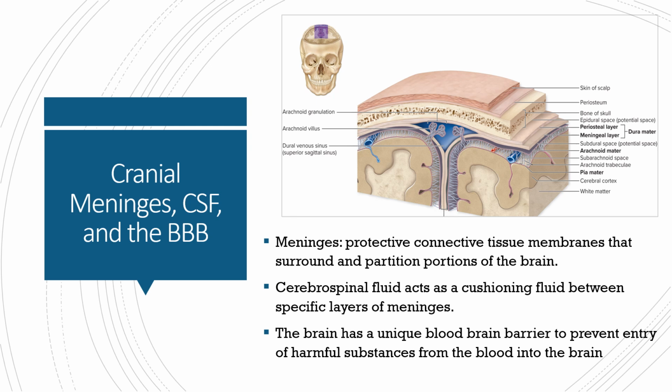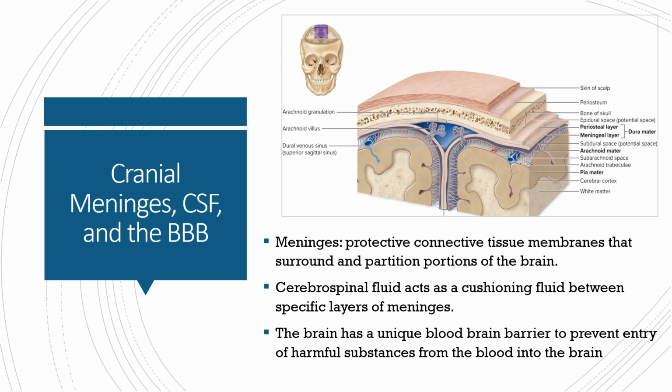Meninges are protective connective tissue membranes surrounding and partitioning portions of the brain. It serves as a barrier against trauma and infection. Cerebrospinal fluid acts as a cushioning fluid between specific layers of meninges and helps to maintain a stable environment around the brain and spinal cord.